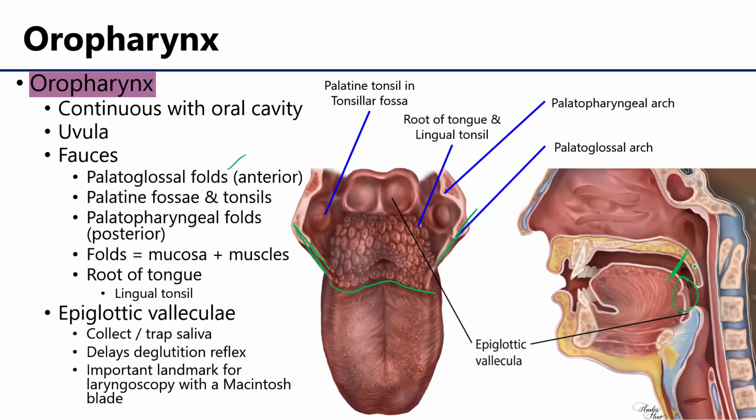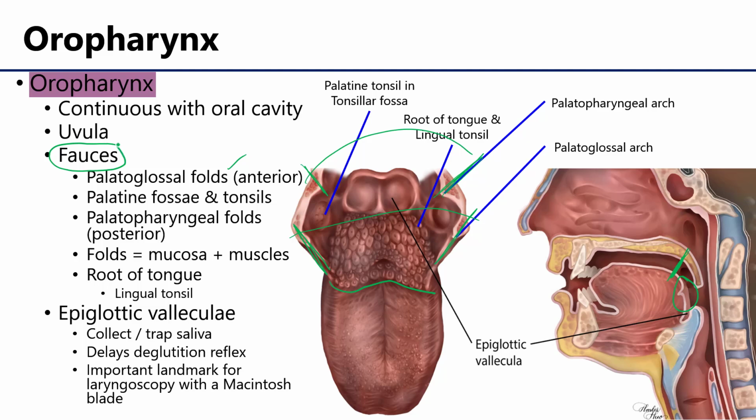As we move posteriorly, there's another muscle and fold called the palatopharyngeal fold. And in total, these are going to form arches. And between the palatoglossal and palatopharyngeal folds, we have a region of the oropharynx that we call the fauces.